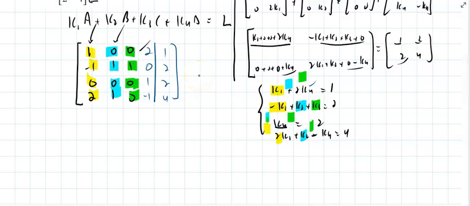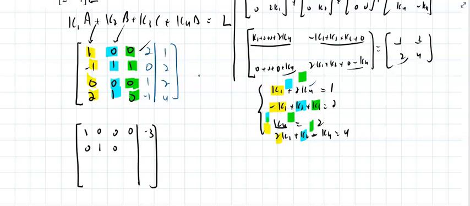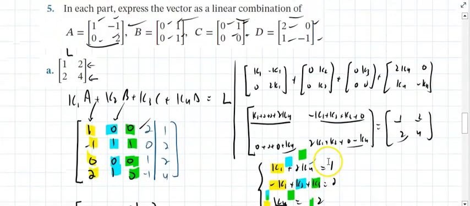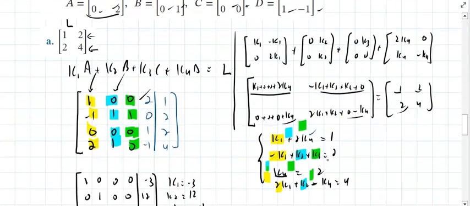If I row reduce this, I end up with, and I did this on my calculator, 1, 0, 0, 0, negative 3, 0, 1, 0, 0, a 12, 0, 0, 1, 0, a negative 13, and a 0, 0, 0, 1, and a 2. And that tells me what the weights are. That tells me K1 is negative 3, K2 is 12, K sub 3 is negative 13, and K sub 4 equal 2, which means I could plug those in right there.